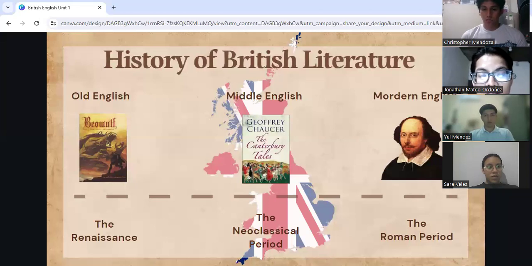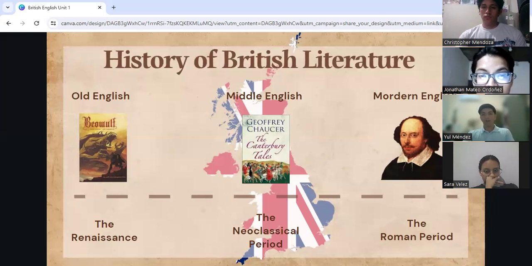Here, French became the official language after the Norman French invasion, and this period includes a work called The Canterbury Tales by Geoffrey Chaucer. Finally, the Modern English period, in which we have the most iconic and greatest writer, William Shakespeare. Additionally, it's essential to mention that other periods had an influence on British literature, such as the English Renaissance, the Neoclassical period, and the Romantic period. Those mark significant changes in literary styles.